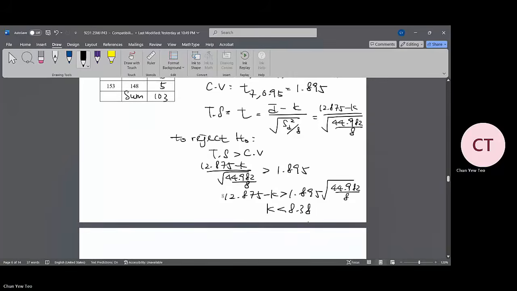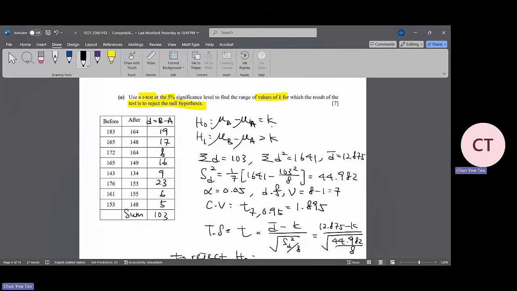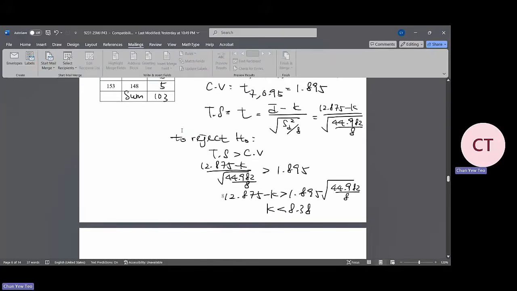Okay? K is less than 3.38. So over here, we need to understand that K could still be equal to 0. It could go until here, which is mu B equal to mu A, meaning there's no difference. Okay, there's no difference over here. So over here, we need to mention that K is greater or equal to 0. It's possible that mu B minus mu A is 0.